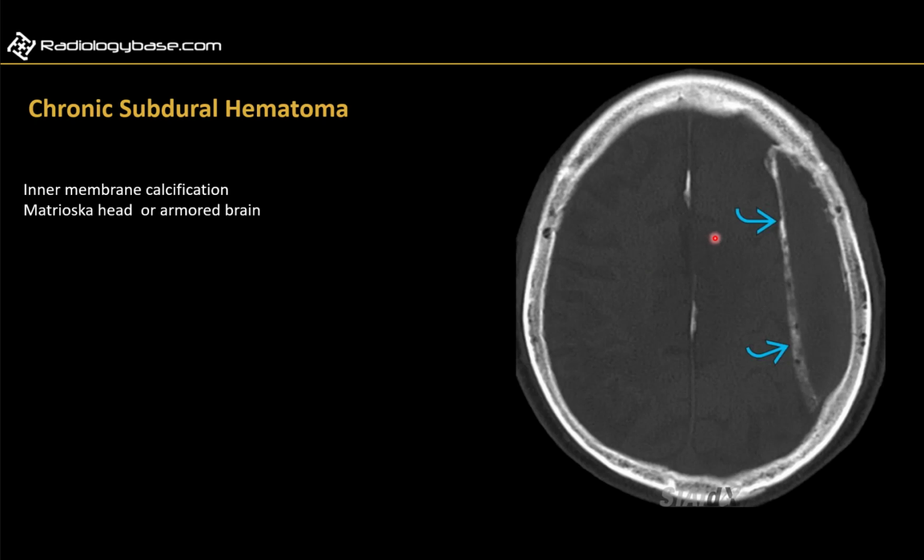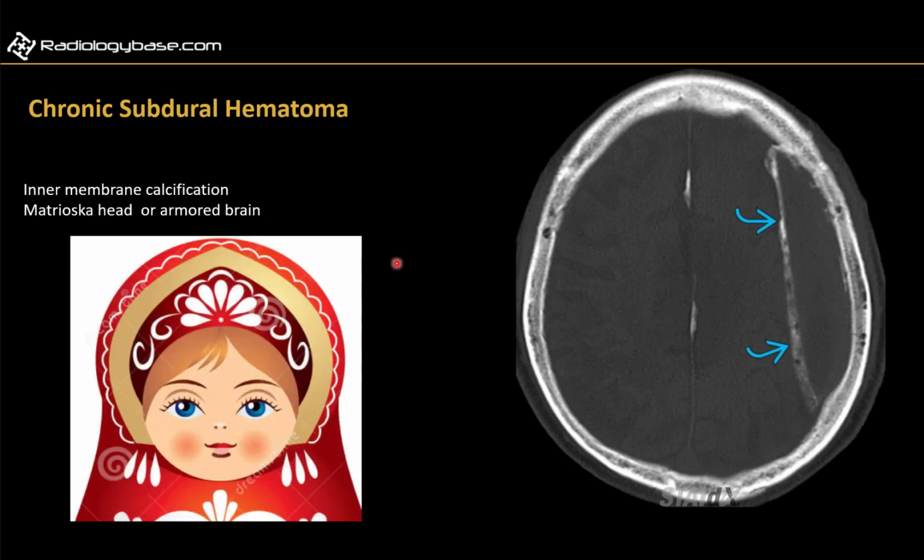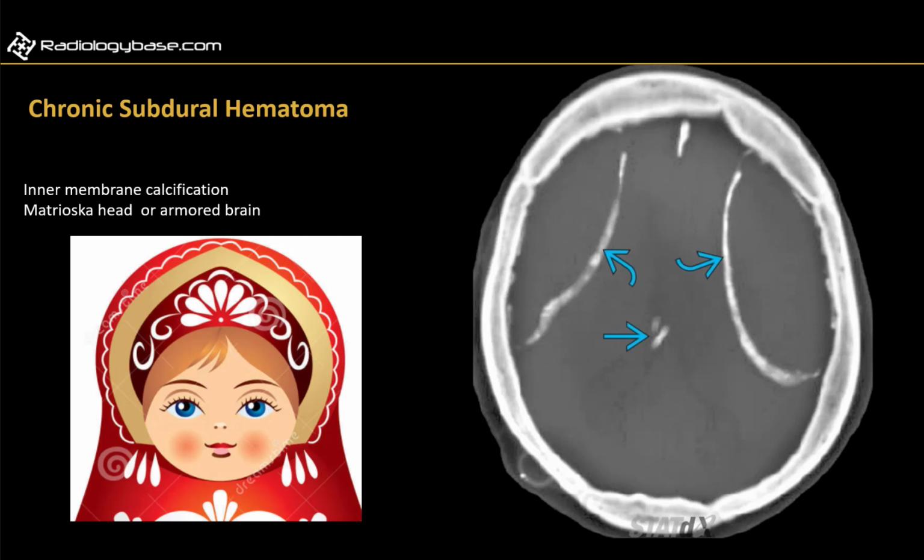Another cause is going to be chronic subdural hematoma, where you can see blood sitting there for a long time, leading to calcification of the inner membrane. So it is going to show as Matryoshka head or armored brain, and this is a picture of Matryoshka head, which can show up just like chronic subdural hematomas leading to calcification. This is another picture of chronic subdural hematomas, where you can see the linear calcifications running along.